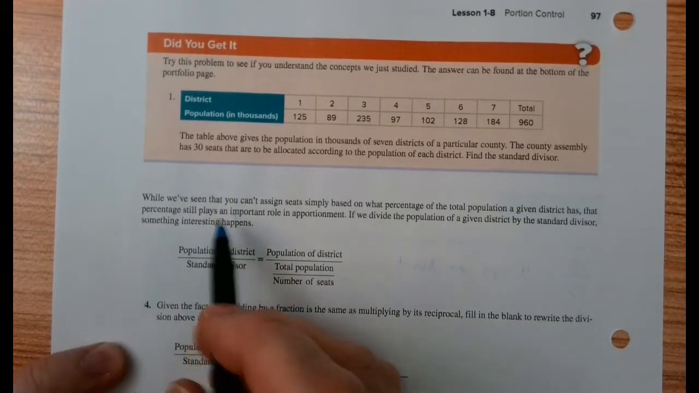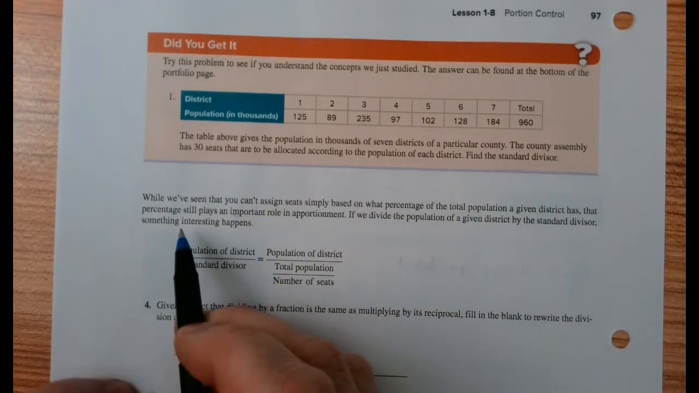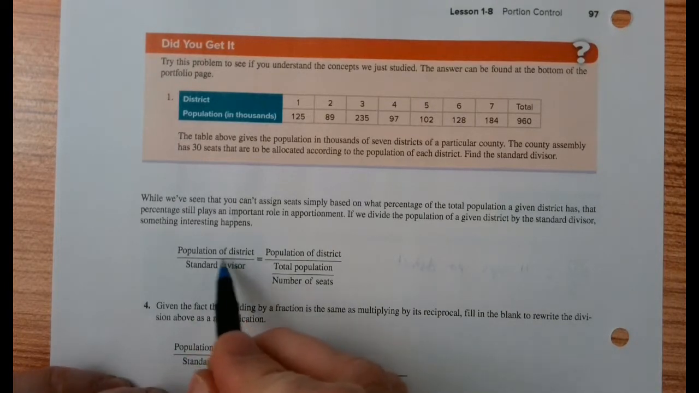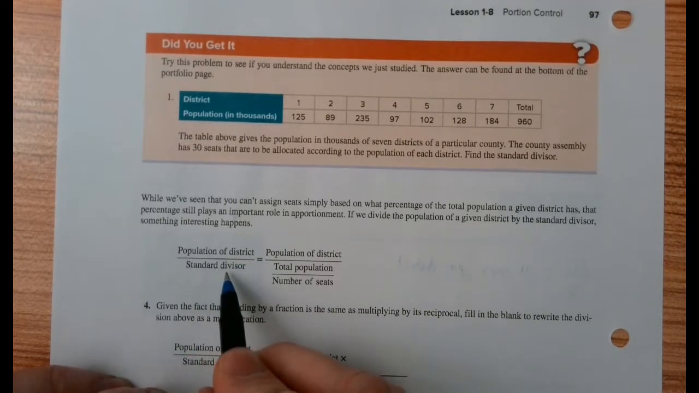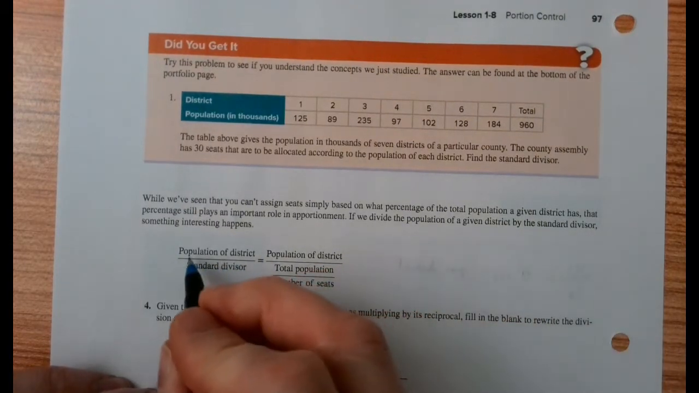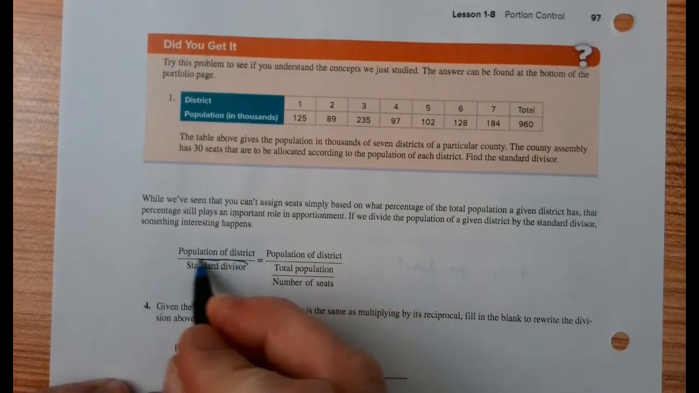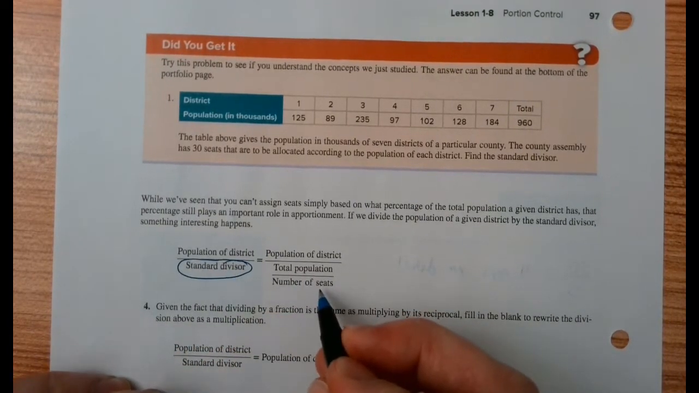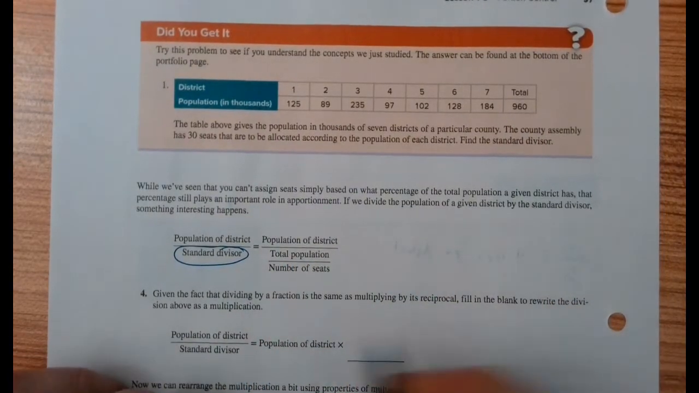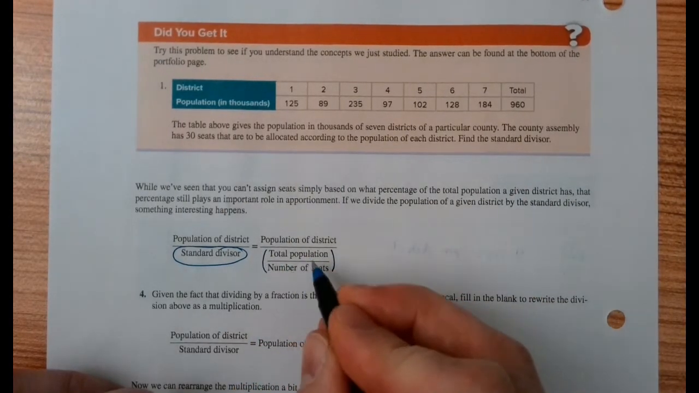It's kind of a weird thing. You can't assign seats simply based on the percentage of the population that each district has, unless it turned out that all of them divide out nicely. So what we do is we take the population of the district and divide it by the standard divisor. So that 12,000, and each district gets divided by that 12,000. Now notice the standard divisor is actually the total population divided by the number of seats. So if you remember how to divide fractions, you multiply by the reciprocal of the dividing fraction.